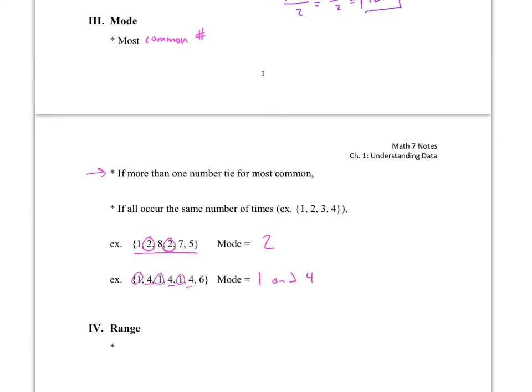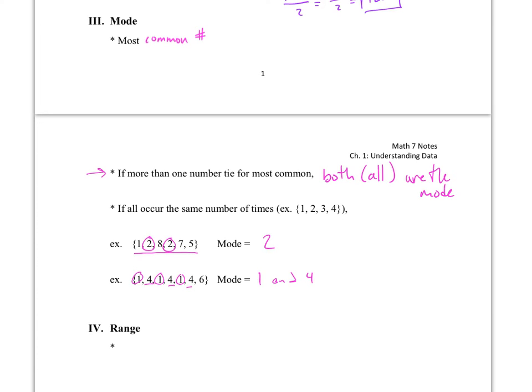So here's this star right here. If more than one number ties for most common, both or all are the mode. So you could have 3 numbers that tie, 4 numbers that tie, 5 numbers that tie.